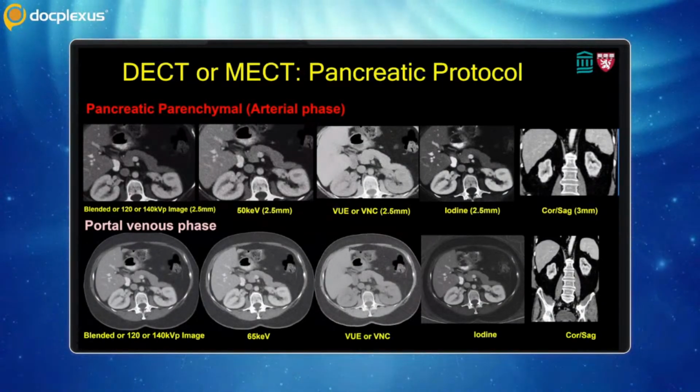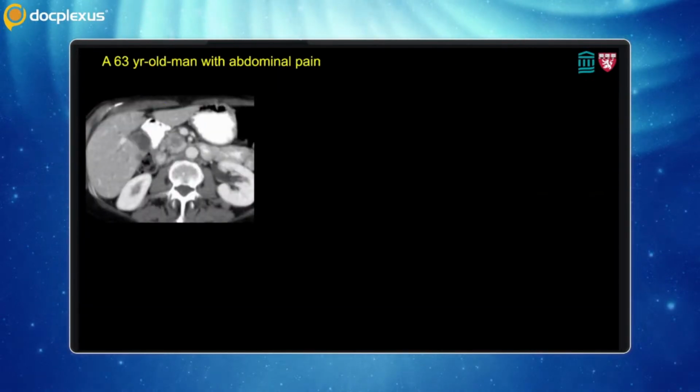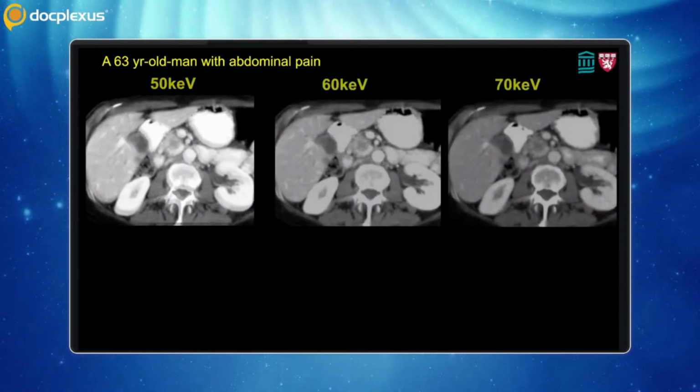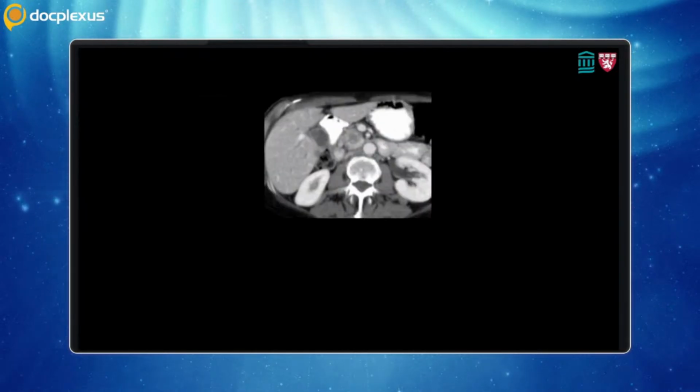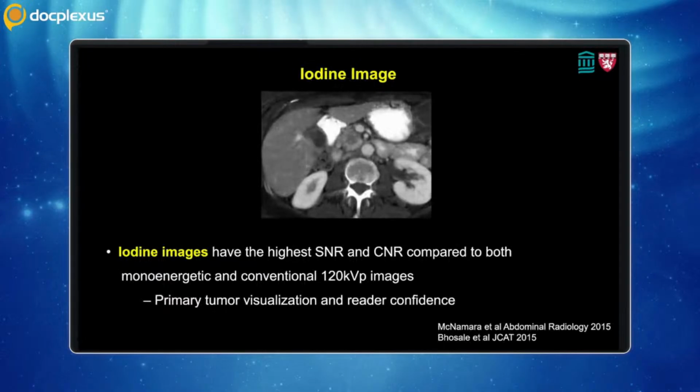Now let's see the value of these image data sets in pancreatic ductal adenocarcinoma. This is a 63-year-old patient with abdominal pain. What you see here is a mass in the region of the head of the pancreas. When you look at the low keV monoenergetic images, several studies have demonstrated that low keV dual energy CT data sets improve detection of pancreatic mass during a pancreatic phase, with the most preferred images being in the 45 to 55 keV range. In addition, because dual energy CT allows acquisition of iodine images, these also demonstrate high SNR and CNR compared to monoenergetic and conventional 120 kVp images for both visualization of the primary tumor as well as enhancing reader confidence.